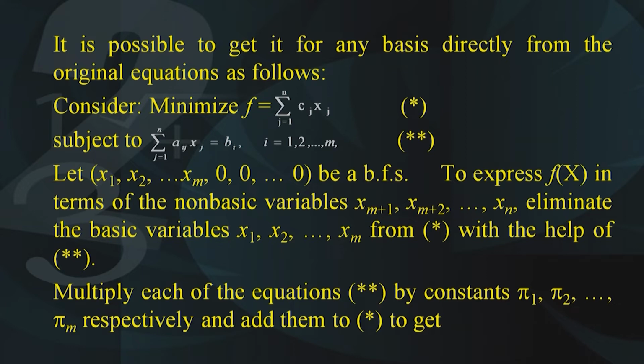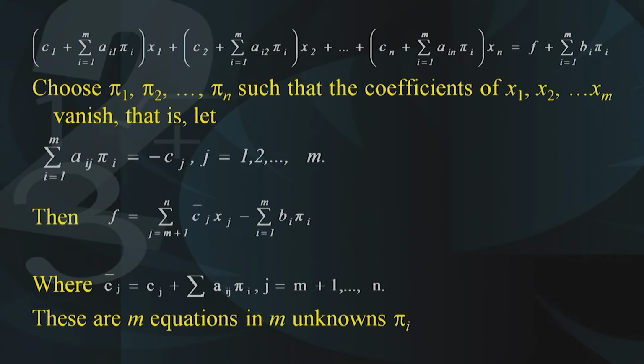And what are these pi_1, pi_2, ..., pi_m? They are nothing but the simplex multipliers. So, this is what you will get. This equation on the top tells us that when you do these operations on the equations, you will get these pi_1, pi_2, ..., pi_m like this. Now, it is our freedom to choose pi_1, pi_2, ..., pi_m in such a way that the coefficients of x_1, x_2, ..., x_m vanish.